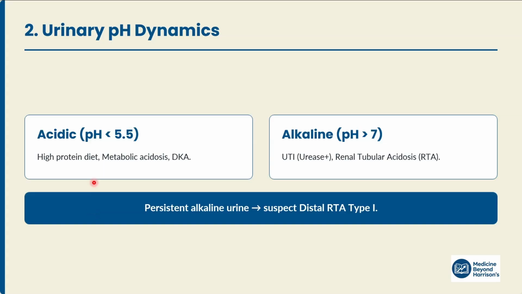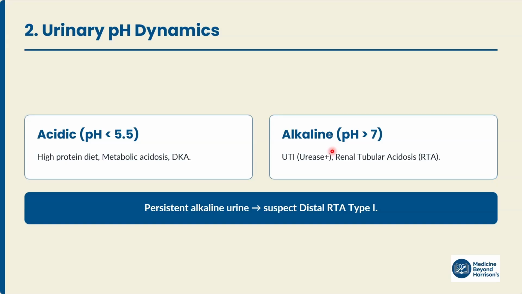Urine pH dynamics. Usually urine is mildly acidic in nature. Acidic pH less than 5.5 suggests metabolic acidosis, high protein diet, and diabetic ketoacidosis. Alkaline pH of more than 7 indicates UTI with urease positive organisms or renal tubular acidosis. With persistent alkaline urine, always suspect distal renal tubular acidosis, that is RTA type 1.